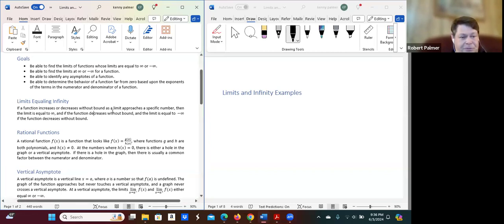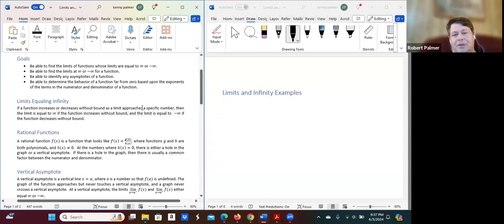Actually, hang on just a second. Oh, no, actually, sorry, just a second. Actually, I was right to begin with. So sorry about the confusion. As x approaches a specific number, the limit is equal to infinity if the function increases without bound, and the limit is equal to negative infinity if it decreases without bound.